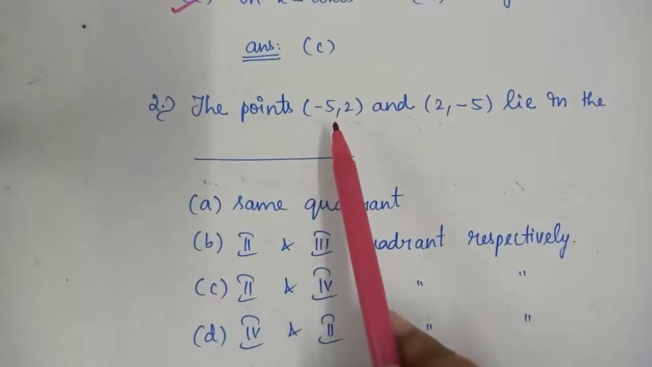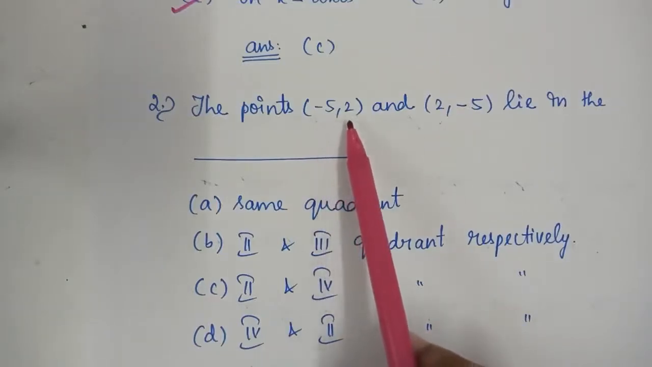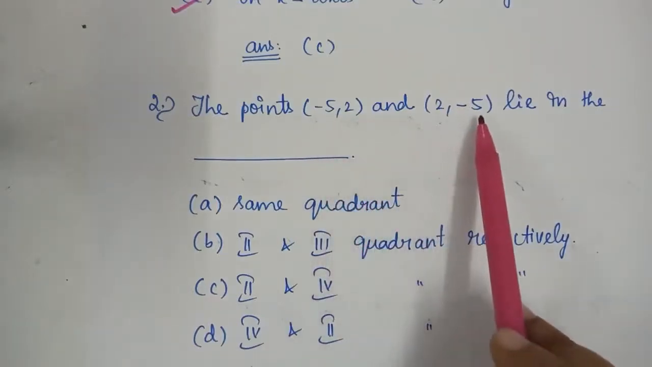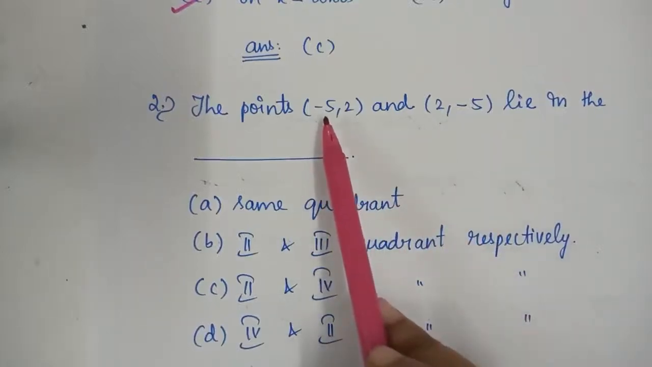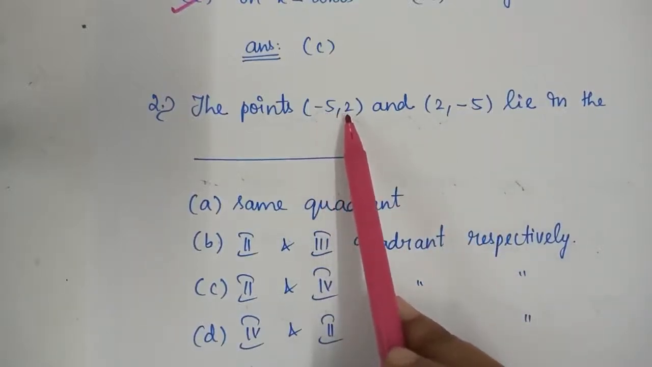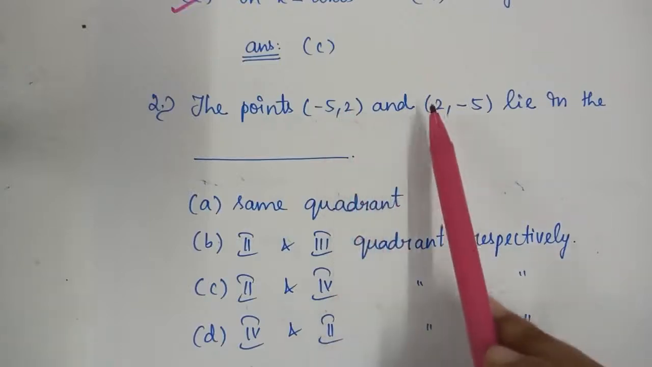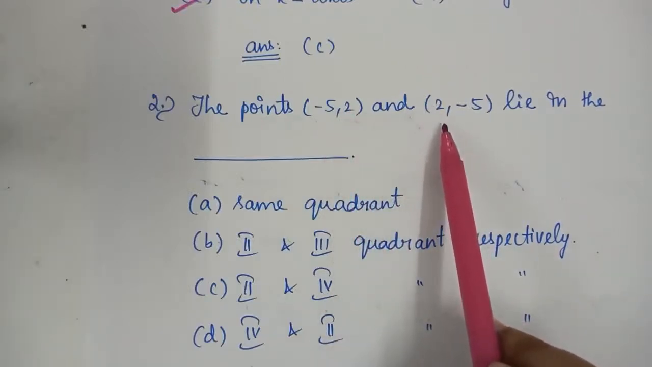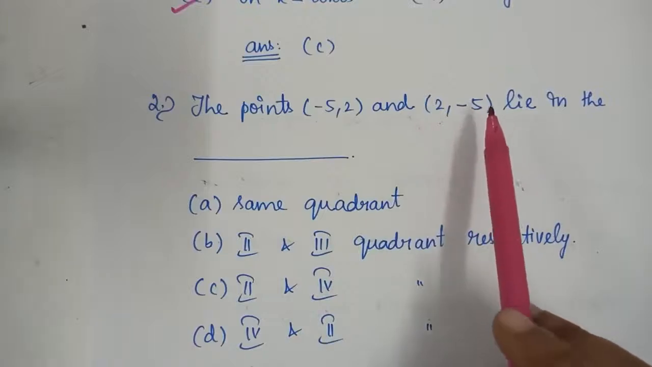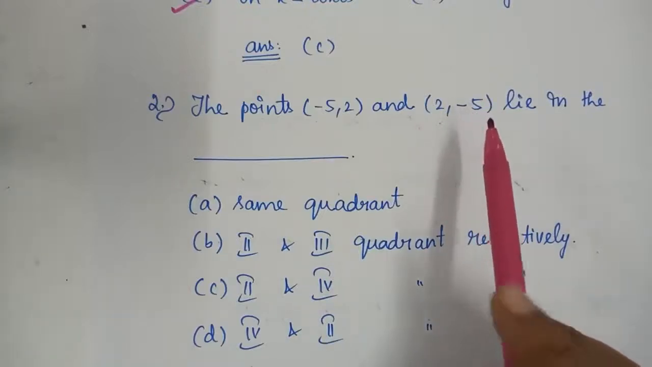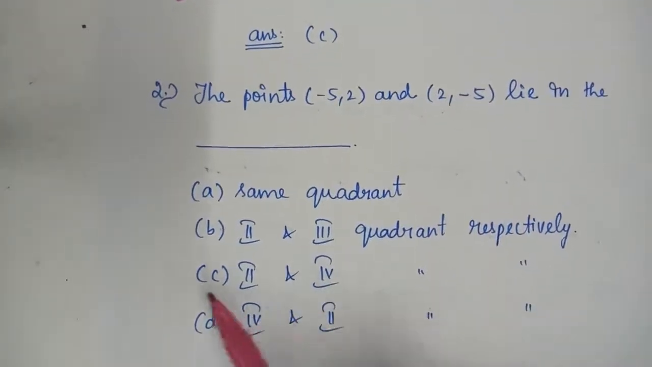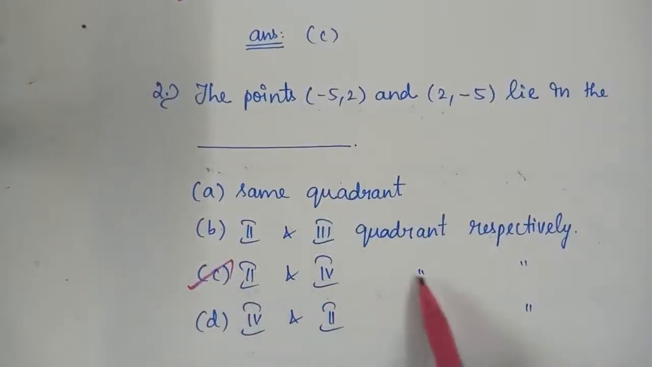So we see here the points are minus 5 comma 2 and 2 comma minus 5. So the x-coordinate is negative and the y-coordinate is positive, so it lies in the second quadrant. Similarly here the x-coordinate is positive and the y-coordinate is negative, so it lies in the fourth quadrant. So the correct option is option C, second and fourth quadrant respectively.